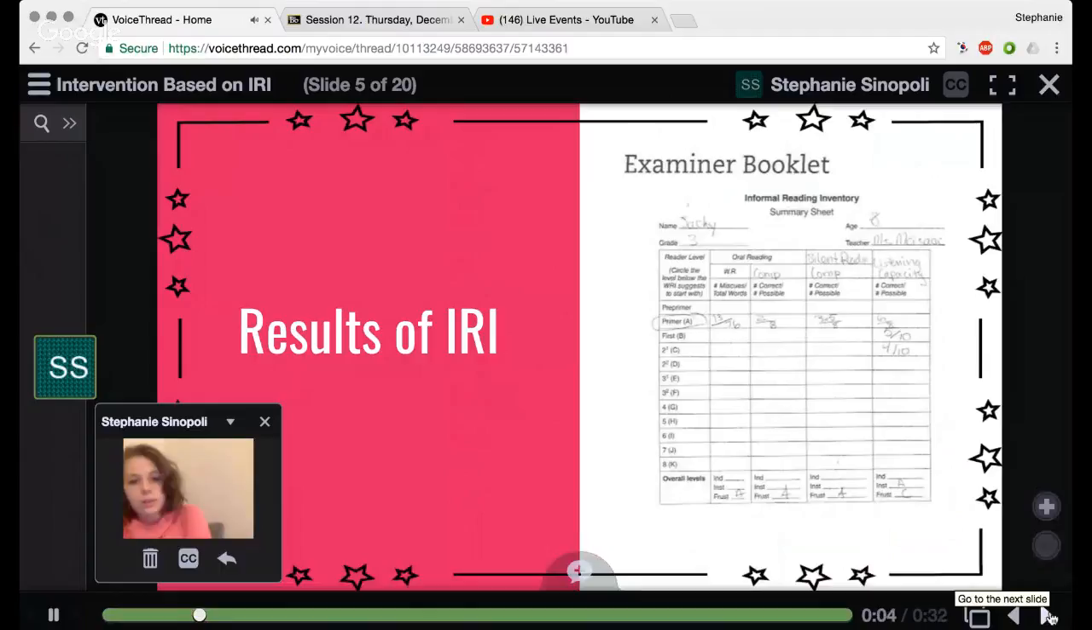Here are the results of Jackie's informal reading inventory, in which she scored frustration level in primer A for oral reading, and in silent reading, she also scored in frustration level for primer A. For listening capacity, she scored instructional in primer A and frustrational in 2-1C.